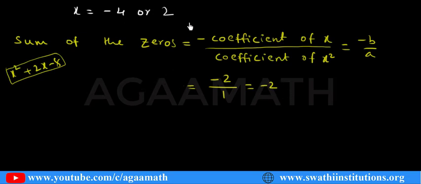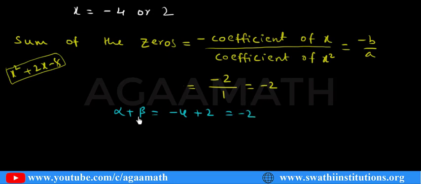Now let us take the zeros and do the sum. Alpha plus beta, the sum of the zeros, means minus 4 plus 2, which equals minus 2. So this is the sum of the zeros. Already, with the coefficients, I got minus 2. Even with the sum of the zeros, it is minus 2. So the sum got verified with both the coefficients and the zeros.